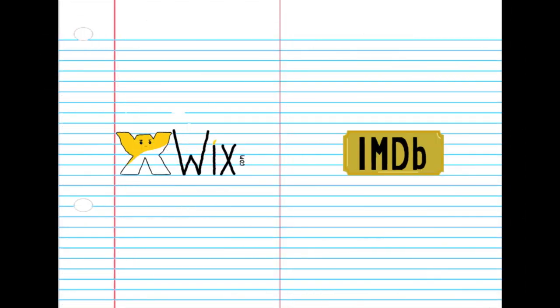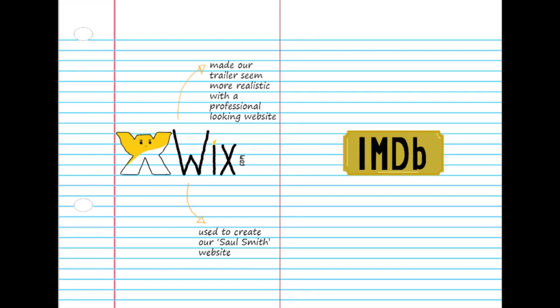The final two technologies we used during our research and planning were Wix.com and IMDb. We used Wix.com to create our Soulsmith website. We thought that by using this site to create our website, it made our trailer seem more realistic by having a professional looking website. We found that it was an easy way to create an effective and functioning website with a good purpose.